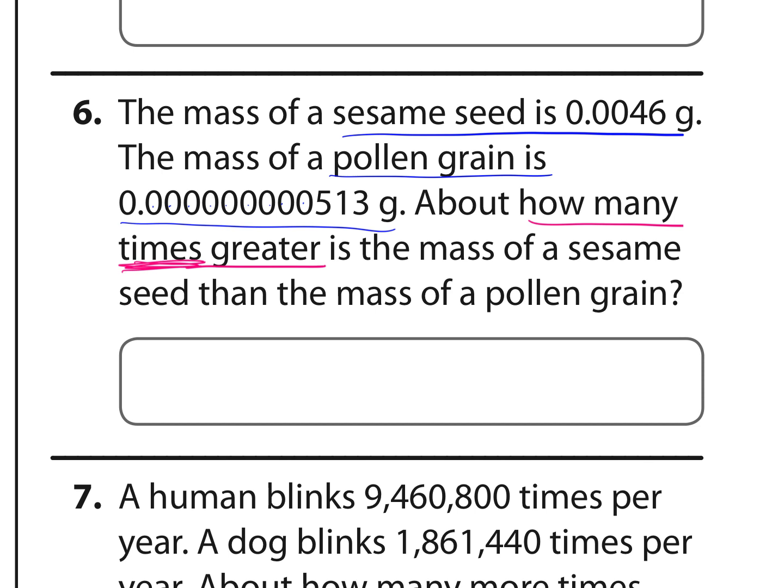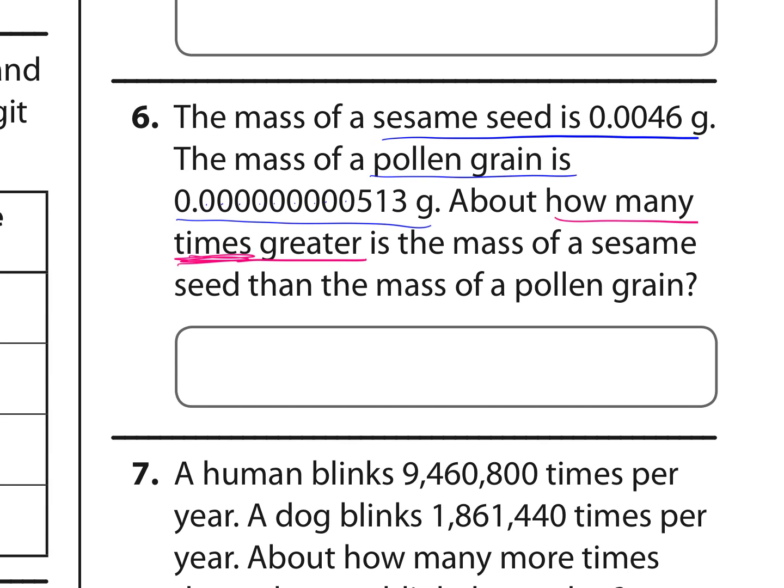So when I see a phrase like how many times greater, it is going to be comparing. And that word means it's comparing in multiples. So if we compare without it being times, then we're just dealing with subtraction. But when we're comparing multiples, it says how many times greater, how many times more, how many times larger, then this is division. So I'm going to divide the mass of the sesame seed by the mass of the pollen grain.